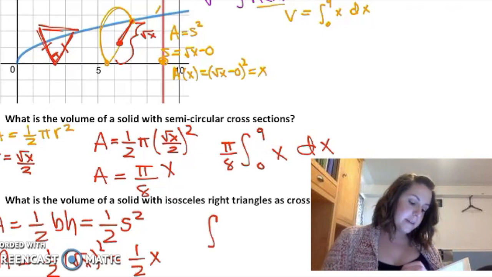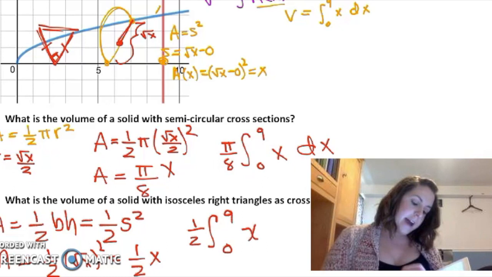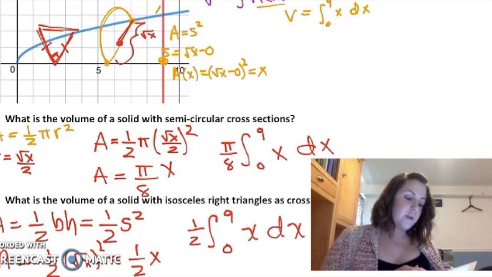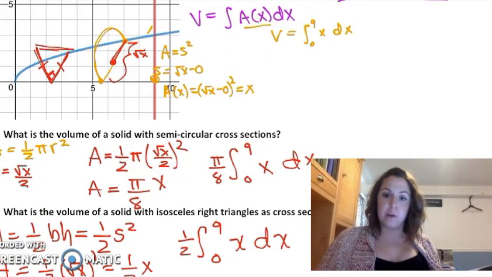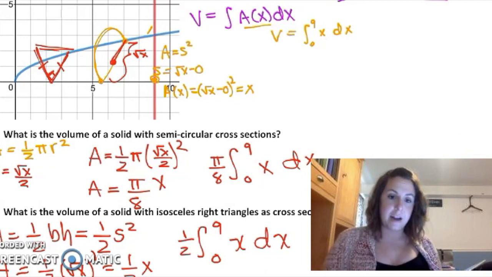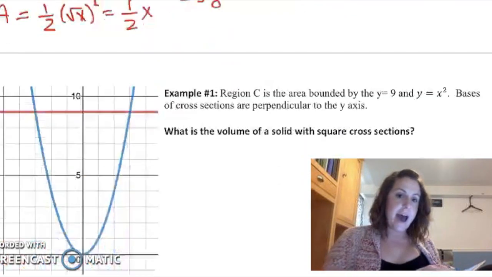So when I integrate this, it would be the integral from 0 to 9. The 1/2 can go out front, x dx. And so I would get different volumes for each of those based on what type of cross section I'm getting there. So let's look at another one.